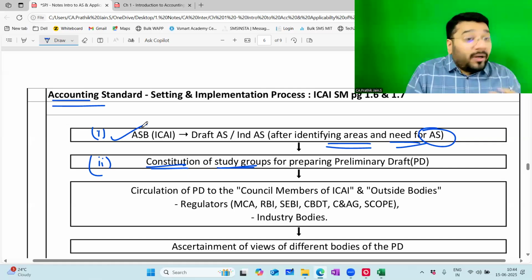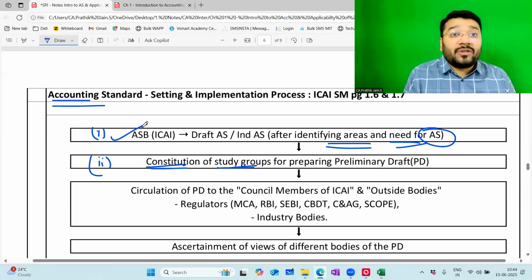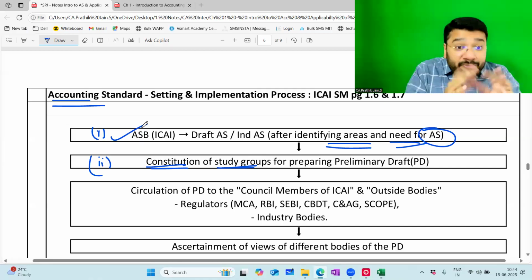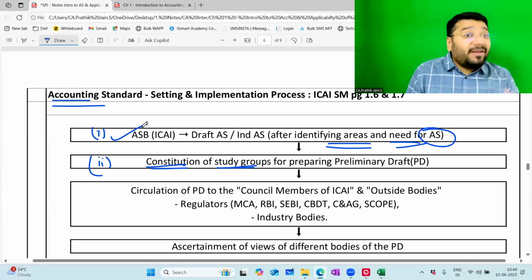In that, they'll mention what is the scope of this accounting standard. Scope means what? In this AS, what are we trying to address? What is covered and what is not covered? So they'll set a scope. Then they'll set the objective. Why are we coming with this accounting standard? Why are we doing this in this manner? They'll give a reasoning for it.